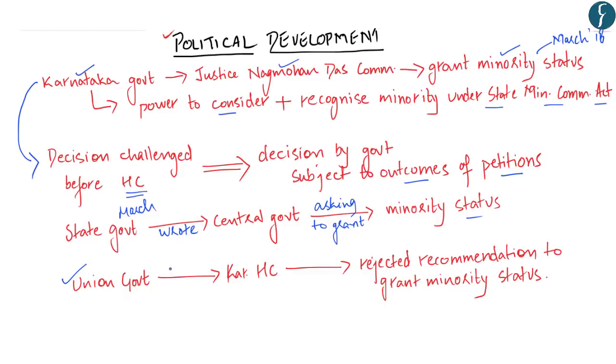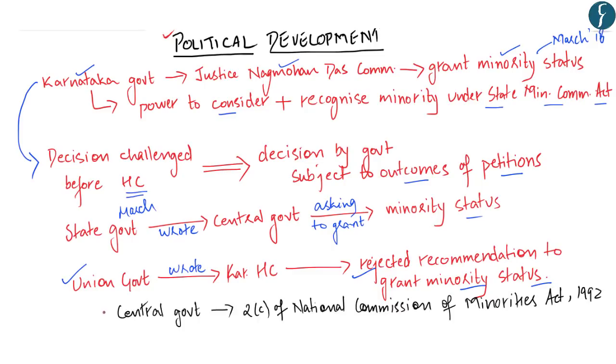However, the union government has written to the Karnataka High Court saying that it has rejected the recommendation of the state government to grant minority status to the Lingayats. Now, though not sure, one of the reasons for such rejection could be the fact that a lot of scholars have pointed out that the demand for a separate religion arises from the fact that minority communities get various benefits such as autonomy in the management of minority educational institutions, higher reservation, etc. And therefore, for such social and welfare benefits, communities are asking for minority status.